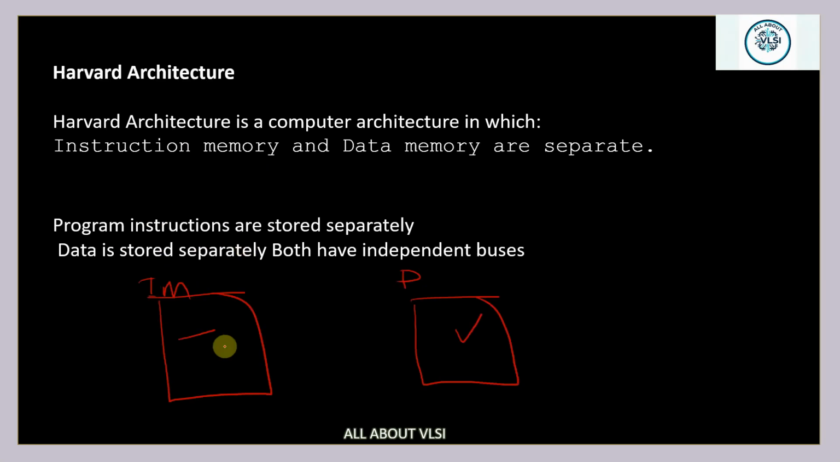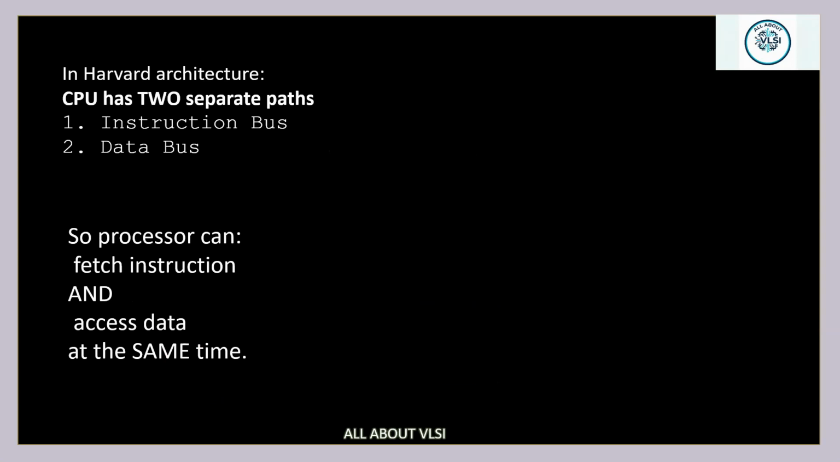So the processor can fetch the instruction and the data at the same time, whereas in von Neumann architecture, we cannot fetch the instruction and data at the same time. First, we need to fetch the instruction, then we need to fetch the data sequentially. So that is the difference between these two kinds of architectures, and that's about this particular session. In our next sessions, we are going to see more about this kind of basics.